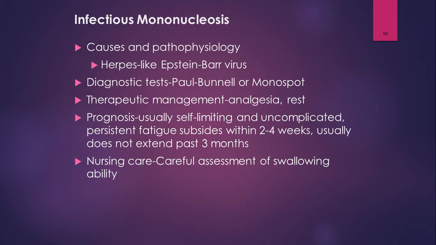Infectious mononucleosis is caused by the herpes-like Epstein-Barr virus, or EBV. Diagnostic tests for infectious mononucleosis include the Paul-Bunnell or the monospot. The monospot allows for earlier diagnosis and is more convenient. There is no specific treatment for infectious mononucleosis other than analgesia and rest. The prognosis is usually self-limiting and uncomplicated. Often there is persistent fatigue. It subsides within 2 to 4 weeks and usually does not extend past 3 months. Nursing care involves a careful assessment of the swallowing ability and also to detect serious airway edema and airway compromise.